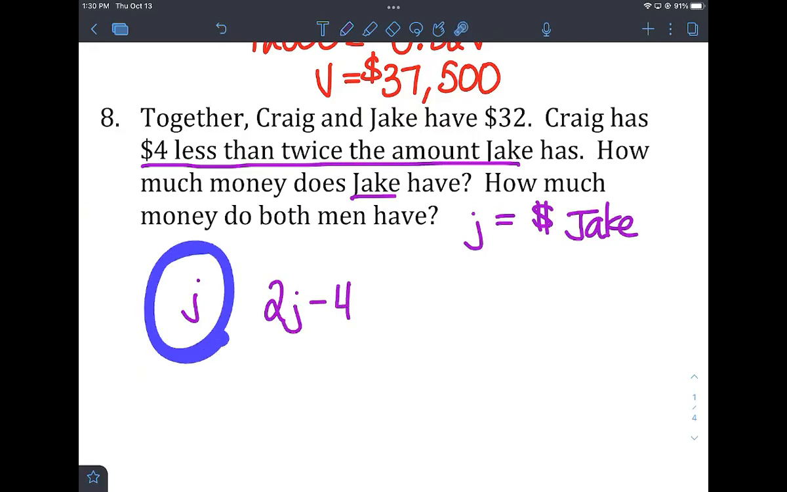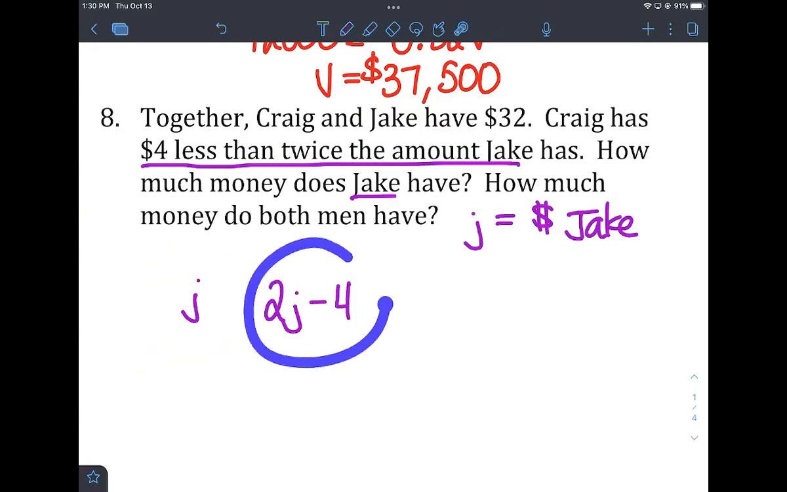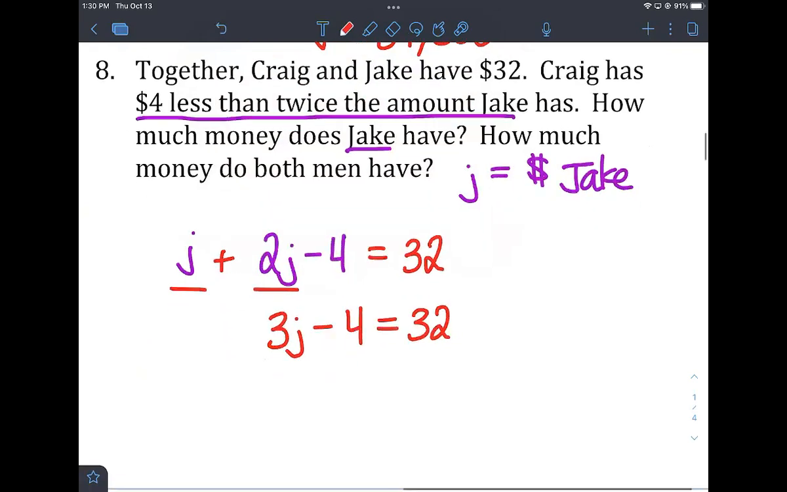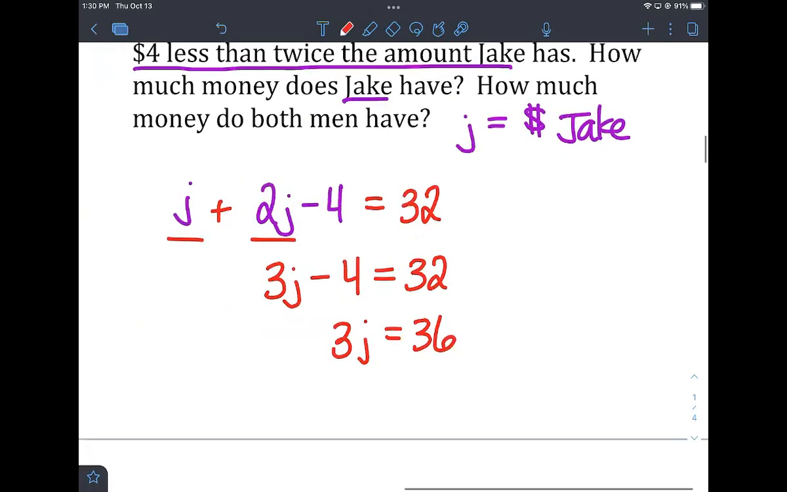So this expression represents Jake's money, and this expression represents Craig's money. Twice Jake's amount minus 4. Together, meaning adding those, they have $32. What do J and 2J make? 3J. Yep, combine your like terms: 3J minus 4 equals 32. Add 4 to get 3J equals 36. Divide by 3, Jake has $12.